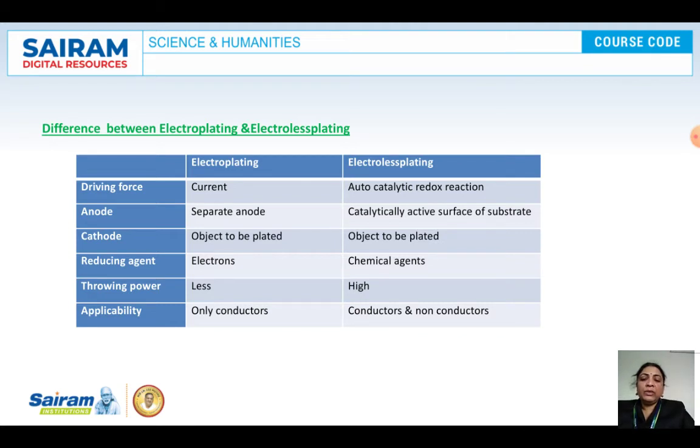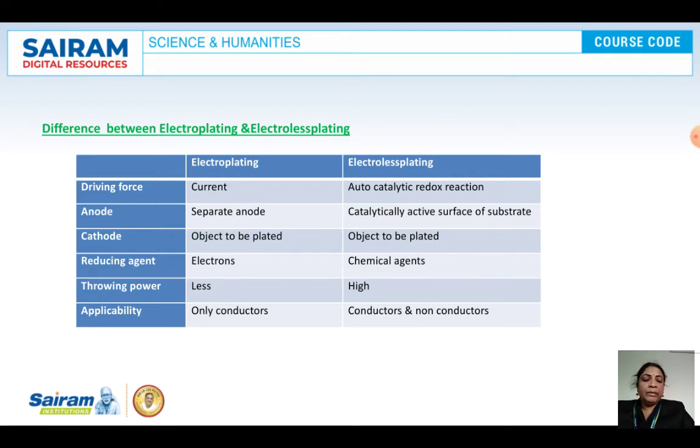The cathode in electroplating is the object to be plated, and here too it is the object to be plated in both cases. The reducing agent in electroplating is the electrons from direct current. In electroless plating, it is chemical reducing agent substances. The chemical reagents supply the electrons here.